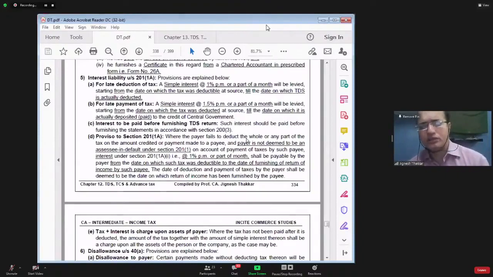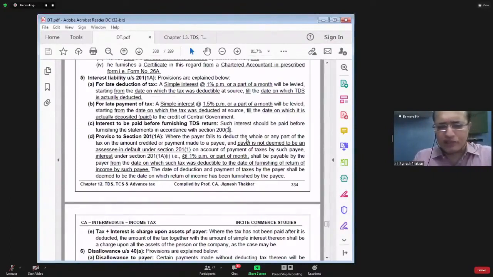Third consequence, the payer will have to pay interest to the government. For late deduction of tax, he has to pay interest at the rate of 1% per month or part of the month. And for late payment of tax to the government, he has to pay interest at the rate of 1.5% per month or part of the month. So there is an interest for late deduction also, and for late payment also. So the payer has to broadly face 4 consequences if he has not deducted tax, or he has deducted tax but has not paid the tax.